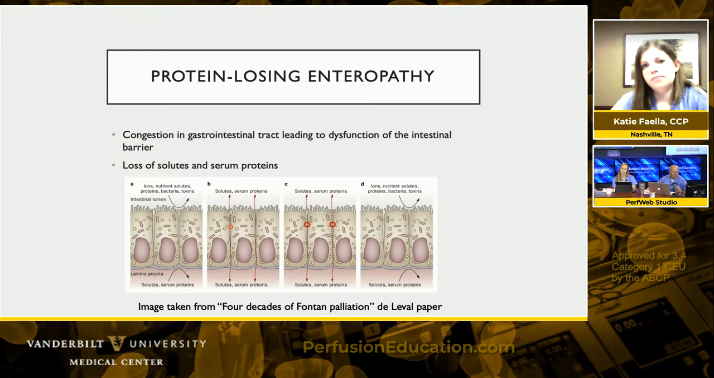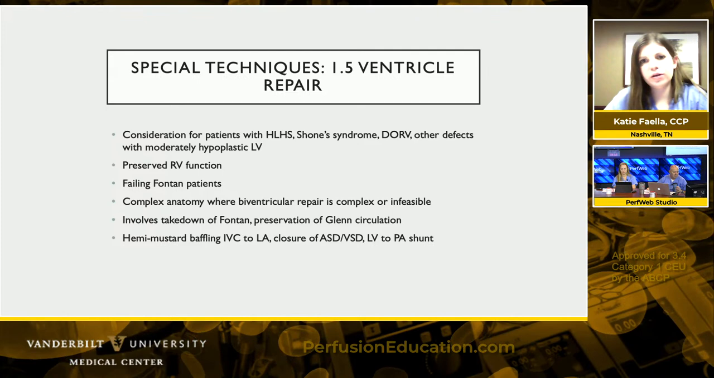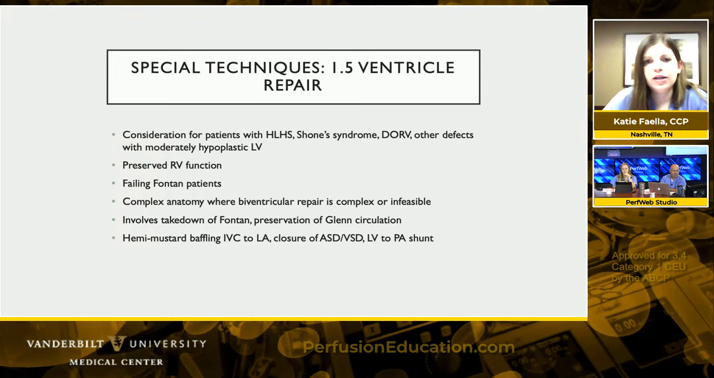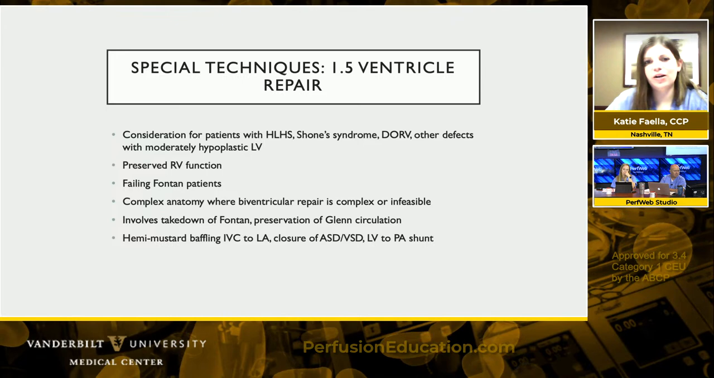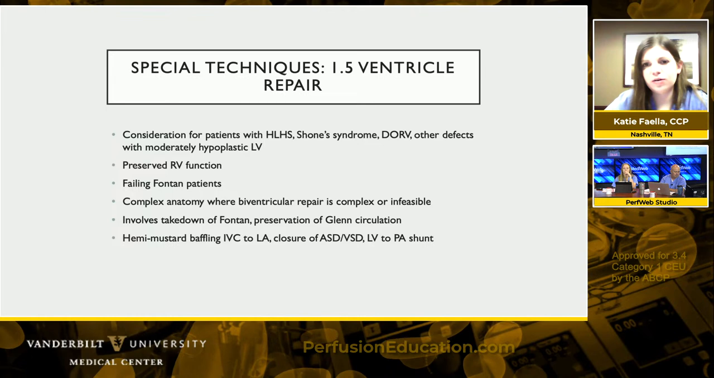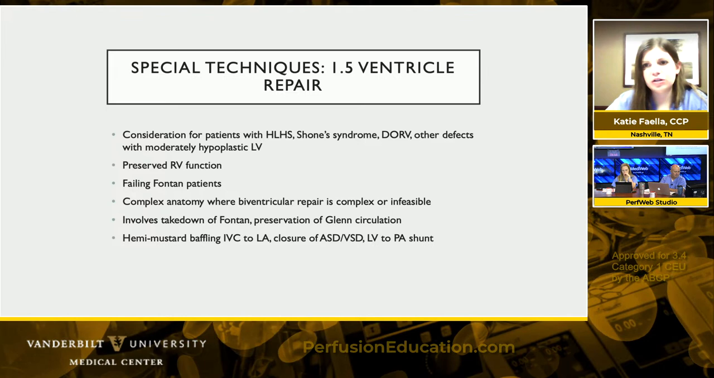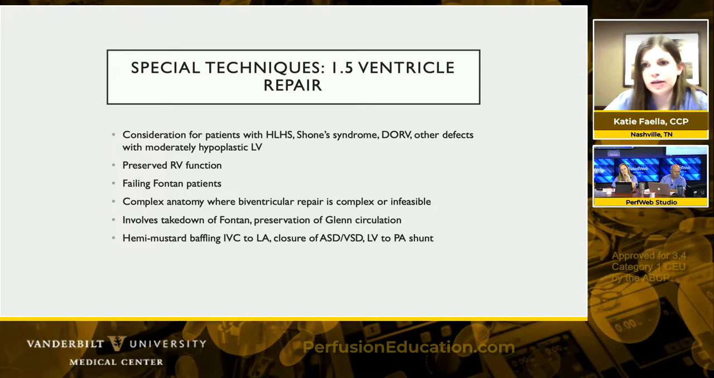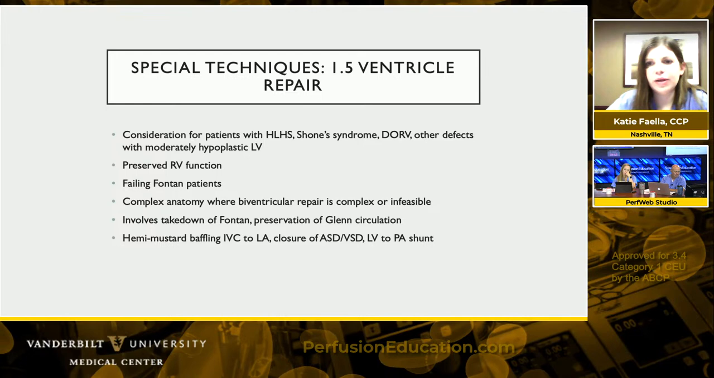All right, one other technique that I wanted to talk about is a special technique you might hear called one and a half ventricle repair. What's a one and a half ventricle repair? This is kind of a compromise between a single ventricle and a biventricular repair. Right now it's mostly considered for patients with a moderately hypoplastic left ventricle, so patients that have hypoplastic left heart or Shone syndrome, or double outlet right ventricle where the right ventricle is just moderately hypoplastic. They have to have a preserved right ventricular function, and it would probably be a failing Fontan patient who would be a candidate for this repair, or a complex anatomy where the biventricular repair is infeasible or just would be too complicated to manage.